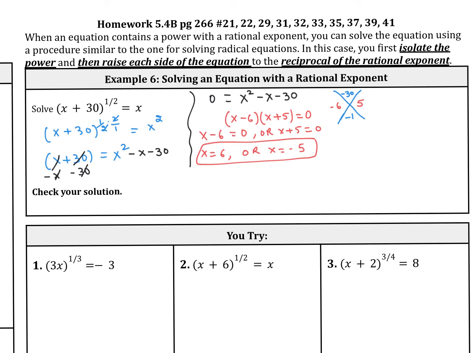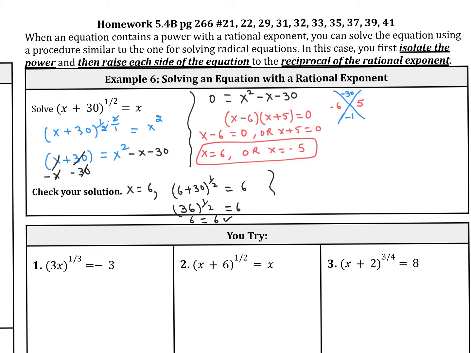So the next step is always to check your solution. First of all, we're going to use x equals 6 and plug it into the given equation. So what we have here is the square root of 6 plus 30 equals 6. That is the square root of 36 equals 6, which is true because 6 equals 6.